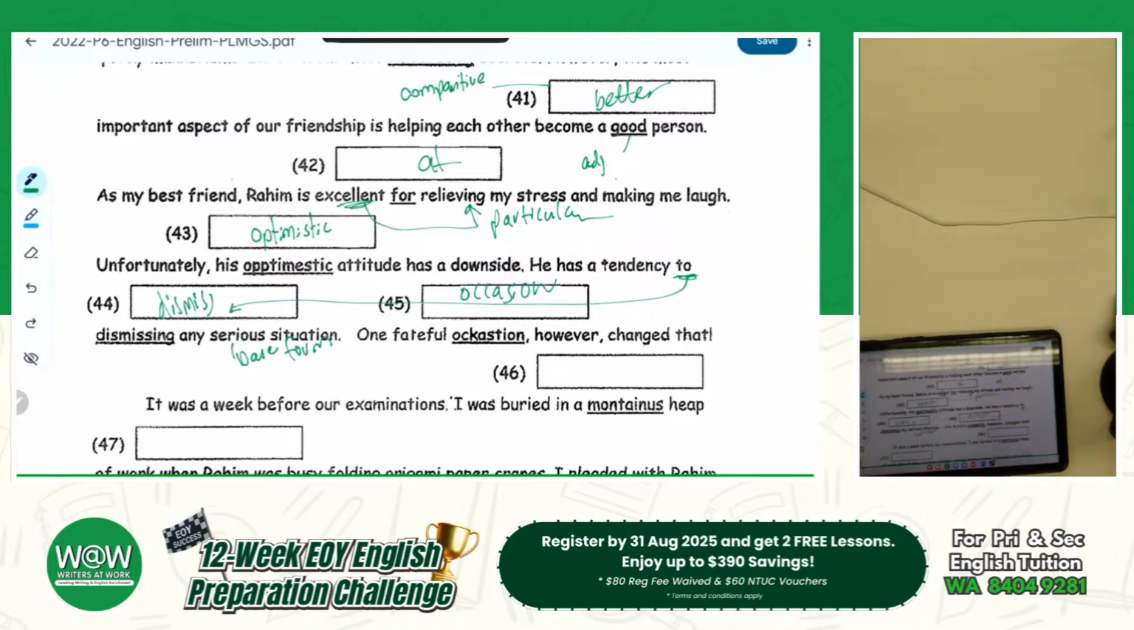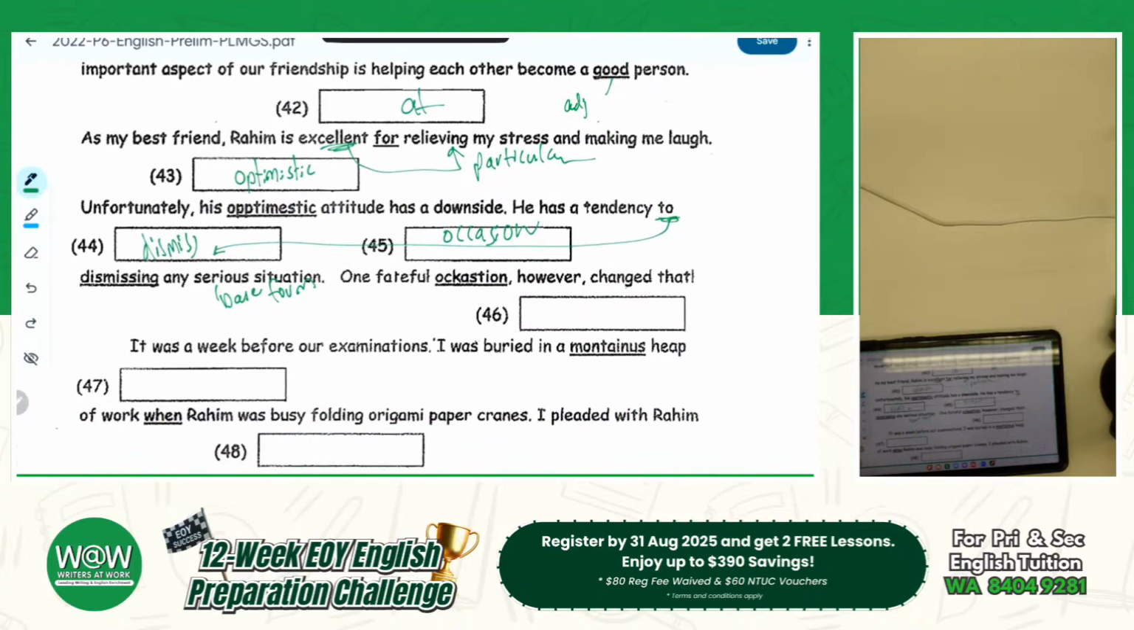Okay. So it was a week before our examinations. I was buried in a dash heap of work when Rahim was busy folding origami paper crates. So we are looking at how the heap is mountainous, right? This is a spelling error. Okay, bye-bye, Adrian. So mountainous is spelled this way. Okay. Then you can see Rahim was doing something else. So this is a concurrent activity or action. So it will be wow.